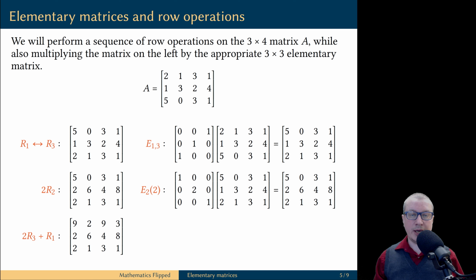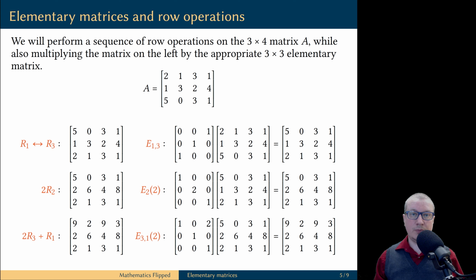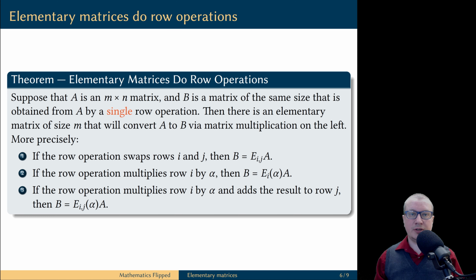Finally, let's perform a row replacement operation on the previous matrix. Let's say we multiply row 3 by 2 and we add the result to row 1. This same result can also be obtained if you multiply the matrix on the left by an elementary matrix which was obtained by performing this same row operation on the identity matrix. Let's record this observation for convenience of further reference as a theorem. It says that to perform one row operation on the matrix A is the same as to multiply this matrix on the left by the corresponding elementary matrix.